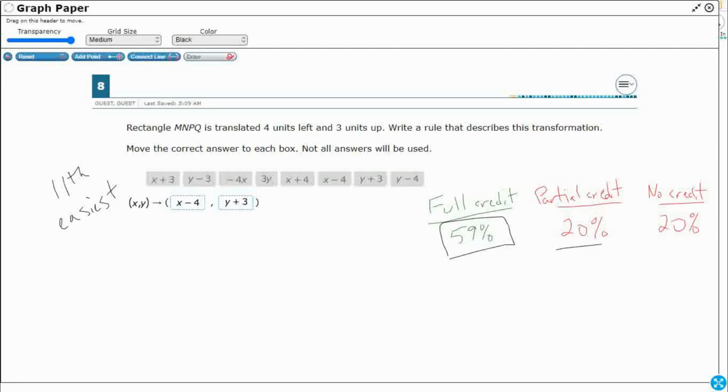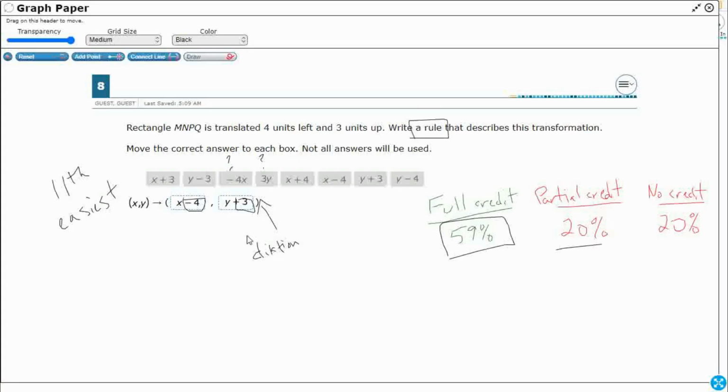So the difficult thing here most likely is, and I guess we could have some students that selected these, right? So that's the -4 that we were looking for, and it is the +3 we're looking for, and they are with the x and the y. The issue there would be that those do not show a translation. That's more of a dilation. So we need to practice not just the visual representation, but practice writing the rule to describe transformations.